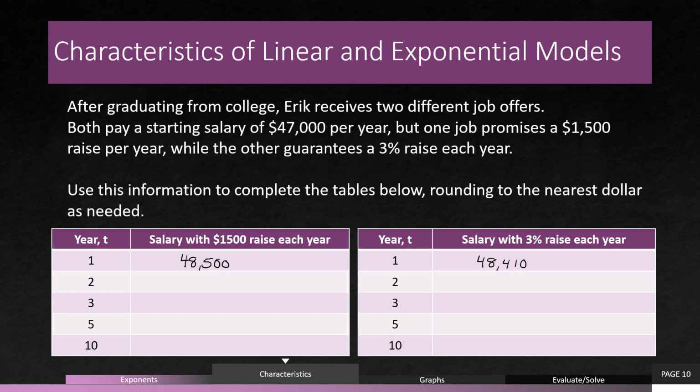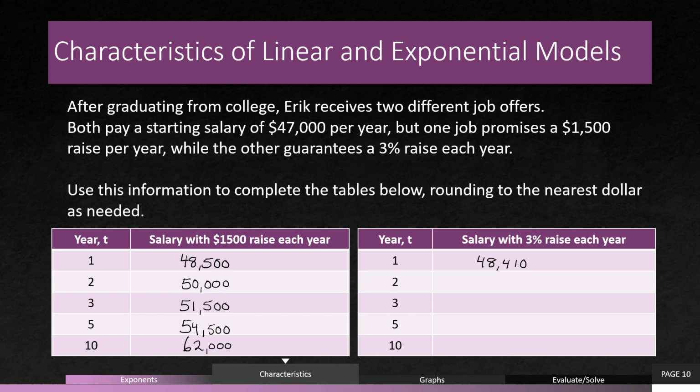So that second year is 50,000 for this model. And I'm going to continue putting these values here because I could just add 1,500, 1,500, 1,500. So for the third year, we're up to 51,500. Now this table skips to year 5, which would be 54,500. And the 10th year, 62,000 a year, which isn't too bad here.